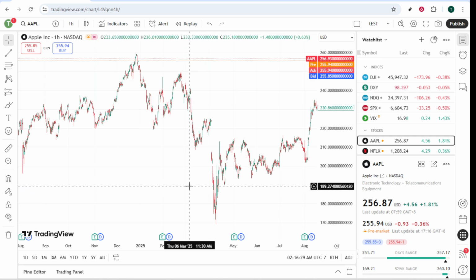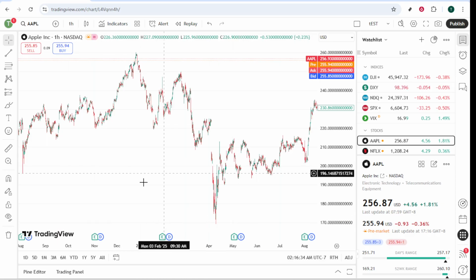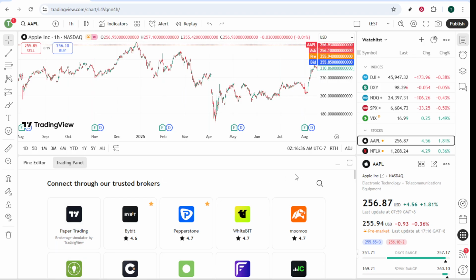Once you have identified a trading opportunity on TradingView, it's time to execute your trades, and here's where XM comes into play. For this, you'll need to switch to your XM platform, which is typically MetaTrader 5, or MT5 for short. This platform is highly regarded for its robust market execution and automated trading capabilities.